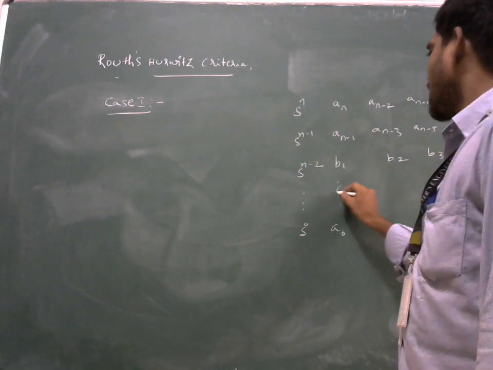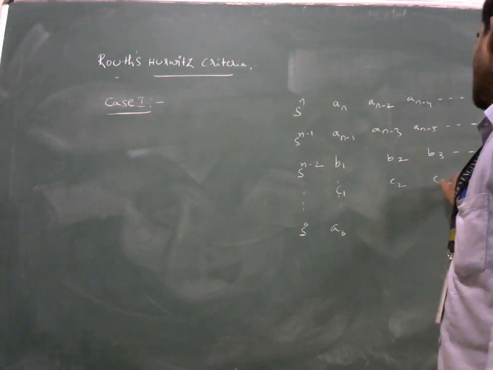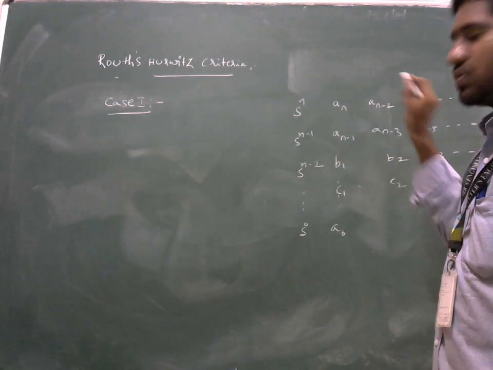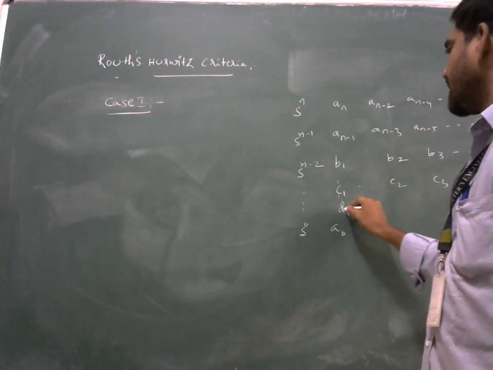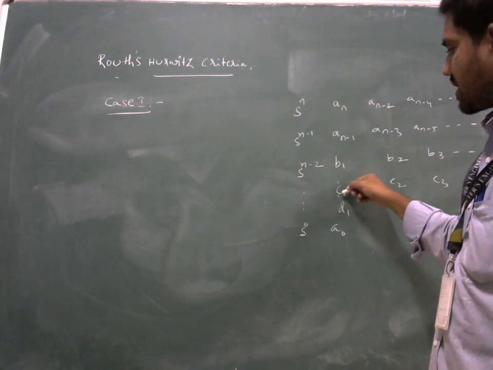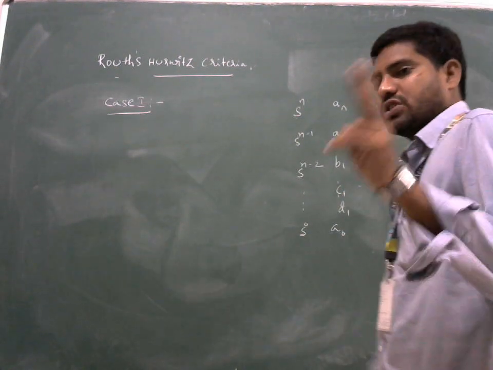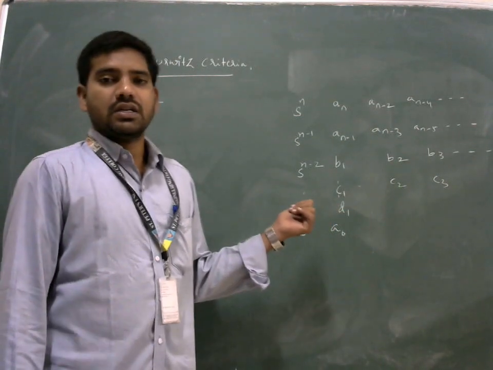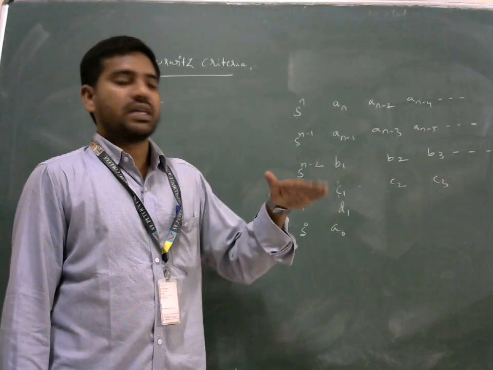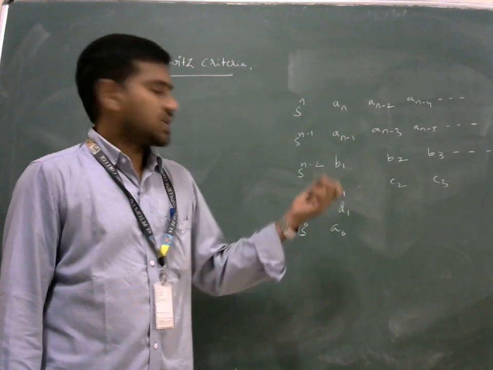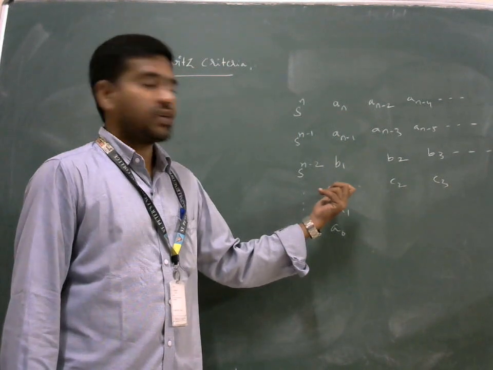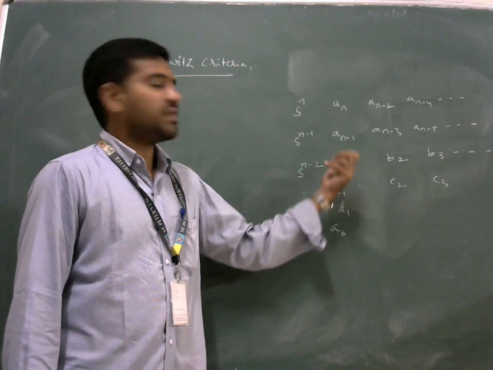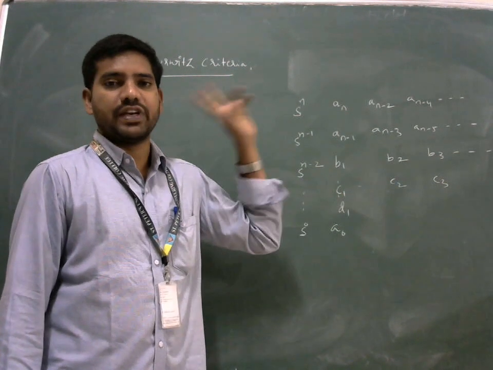For example, how are we going to calculate c1, c2, c3? Again, to find c1, c2, c3, you need to consider the above two rows. Again, for example, you are having d1, d2, d3. You need to consider the two rows exactly above d1. Whatever you want to find, you need to consider exactly the two rows above. For d1, you need to take c1 and b1. If you want to calculate c1, you need to take b1 and a n minus 1. Those two rows we need to take.